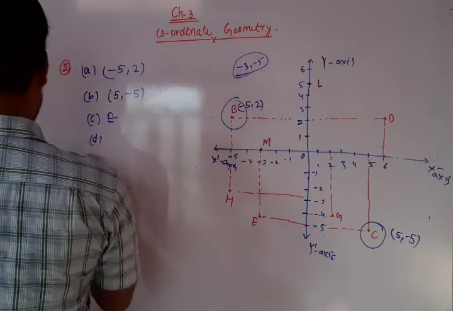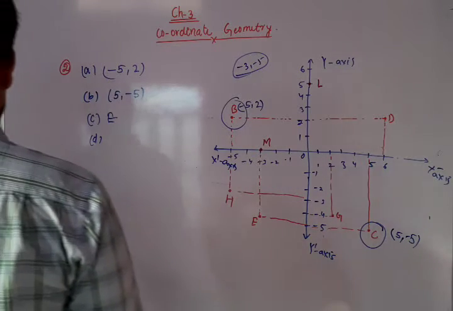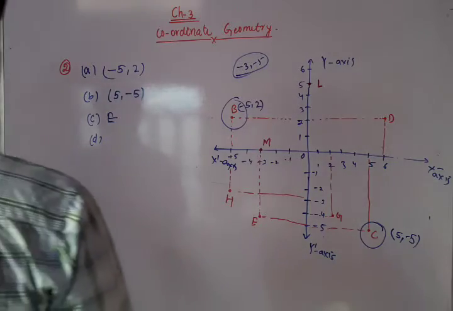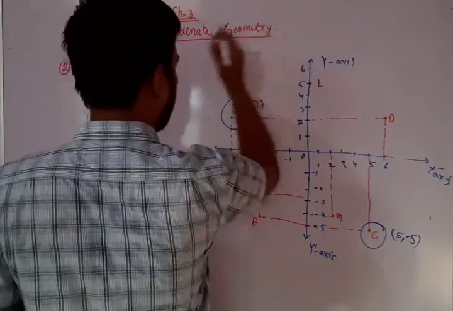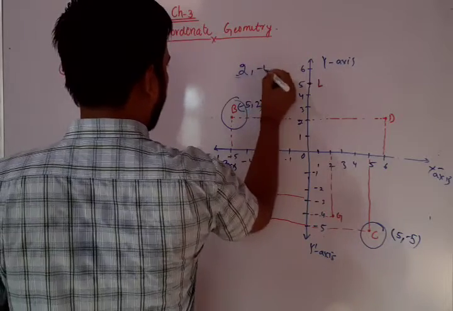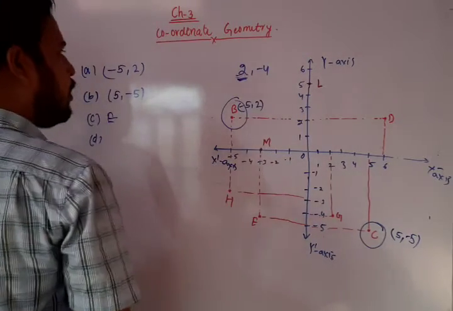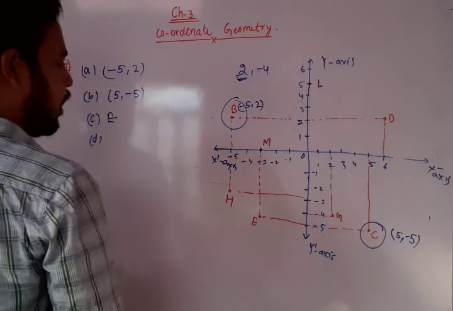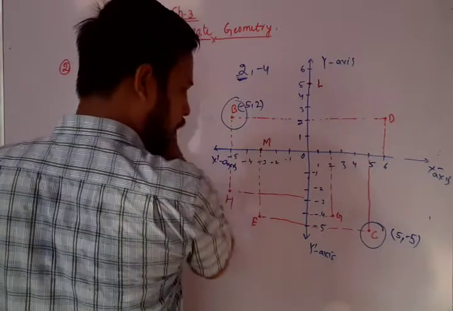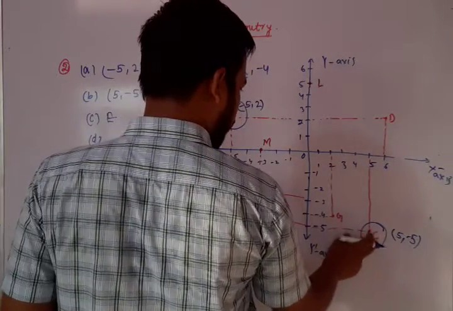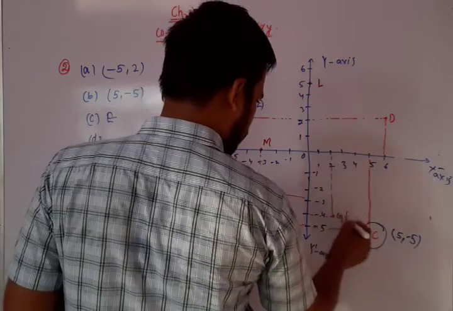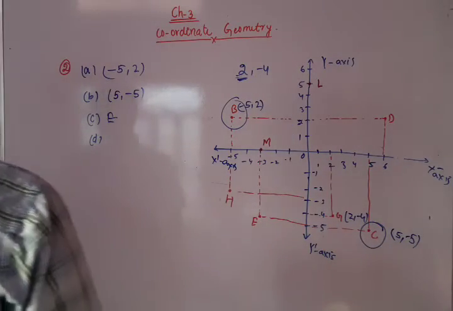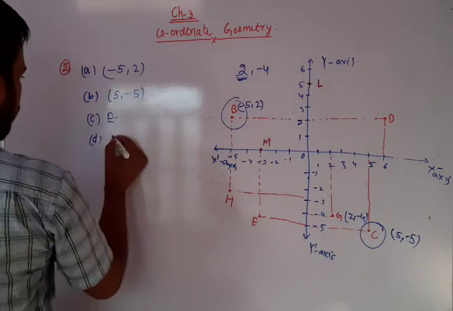Now moving to D. Question number 4. Identify the point by coordinate (2, -4). 2 is positive and -4 is negative, so this will lie in the fourth quadrant. In the fourth quadrant we have already used C. We have now G. For G you see (2, -4). So the answer of D will be G.